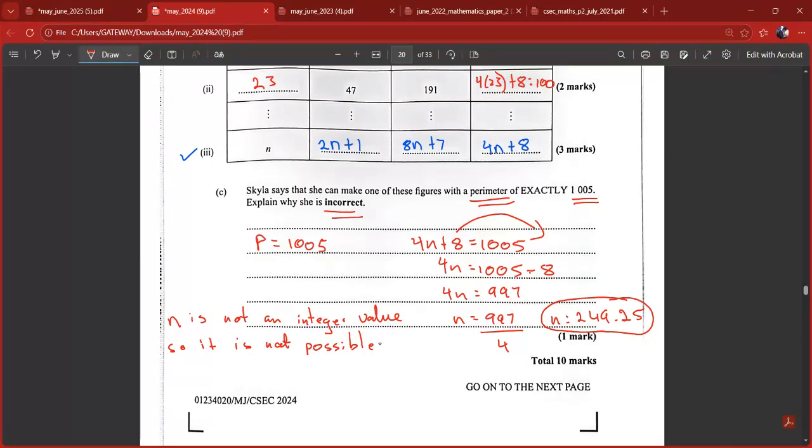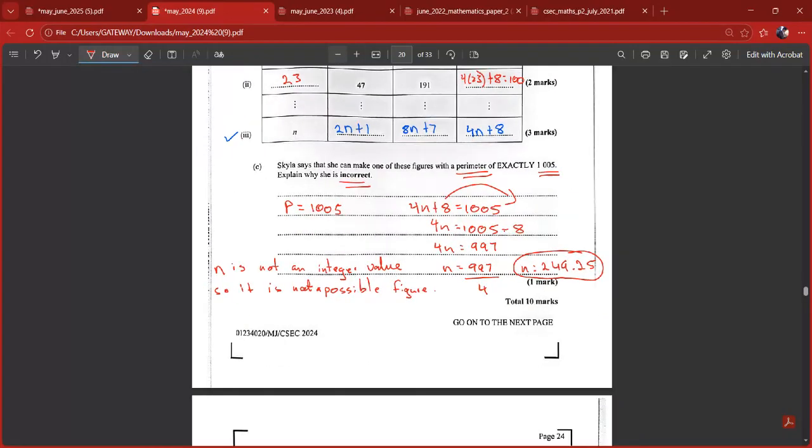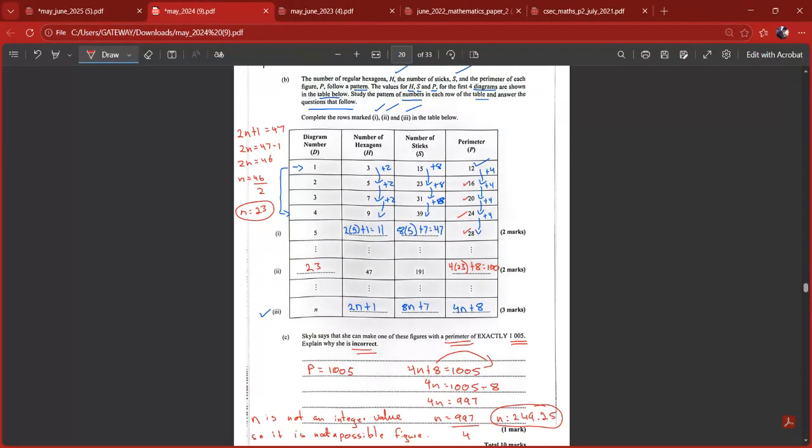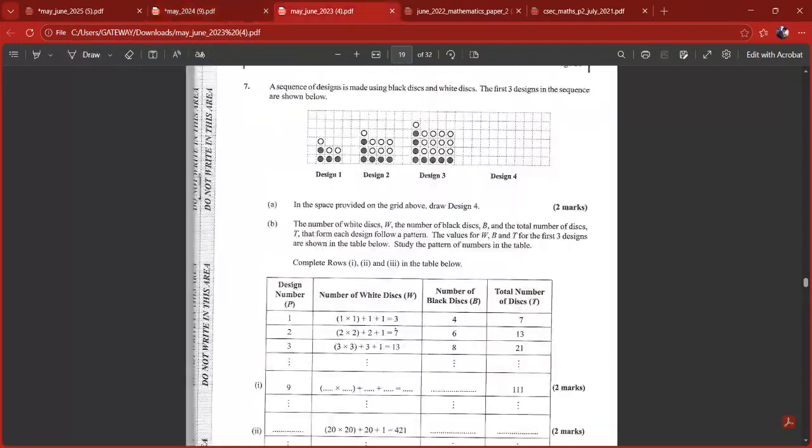It is not a possible figure, because the answer in terms of decimals there for n. And that's basically the solution for this question. Let me know if you have any questions.